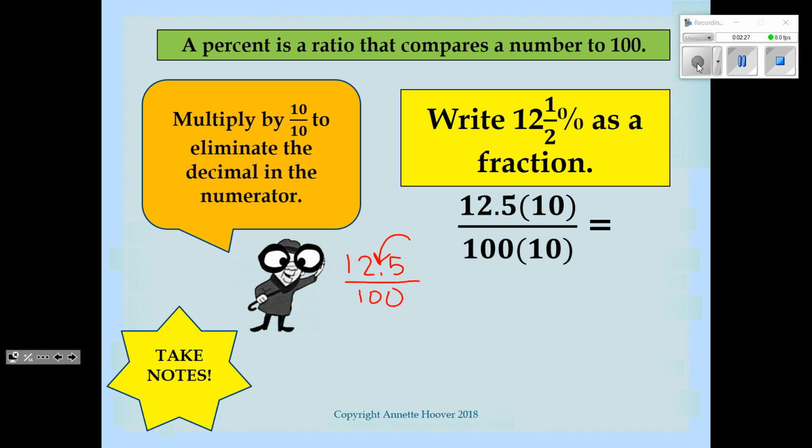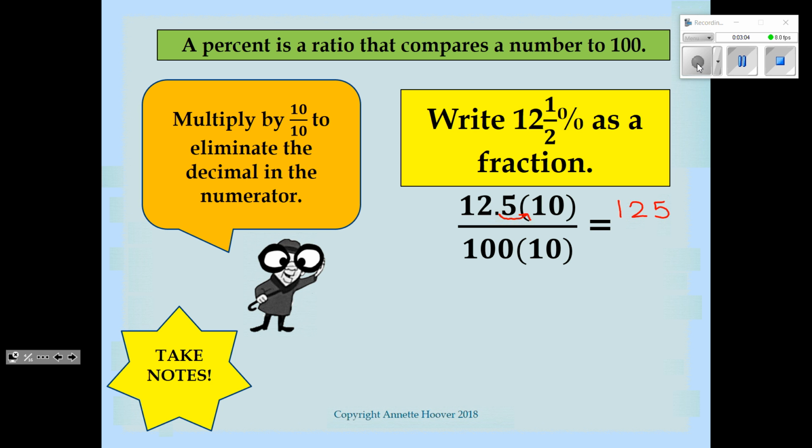So in order to get rid of the decimal, we take the number 12.5 and we multiply it times 10. As we showed right here, every time you multiply by a multiple of 10, you're going to move the decimal over however many zeros there are. Since we're multiplying by 10, there's one 0. That moves the decimal over one place. So instead of having 12.5, now we have 125. But whatever you do to the numerator, you have to also do to the denominator.